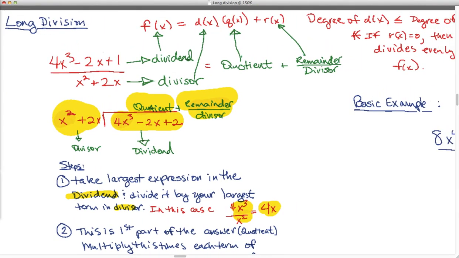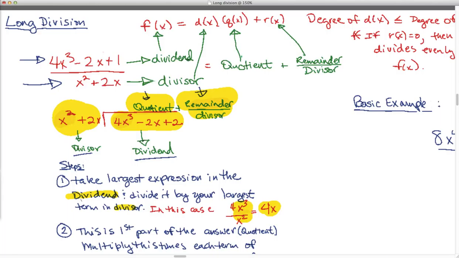Today we're going to be looking at an example of long division. Nothing too crazy, just a basic example. Real quick recap: the one on the top is your dividend, the one on the bottom is the divisor. Outside is divisor, inside is dividend, to give us our quotient plus our remainder over our divisor.